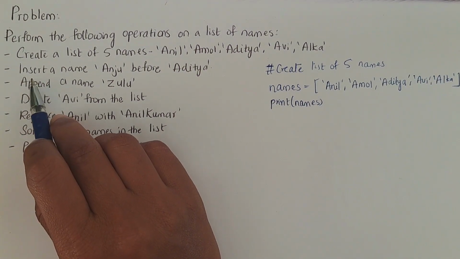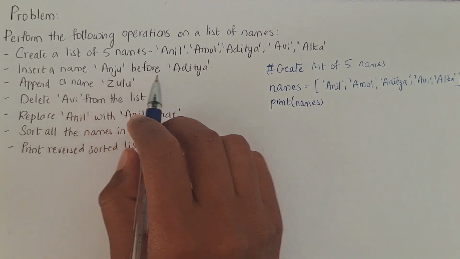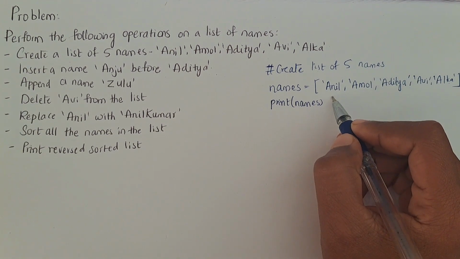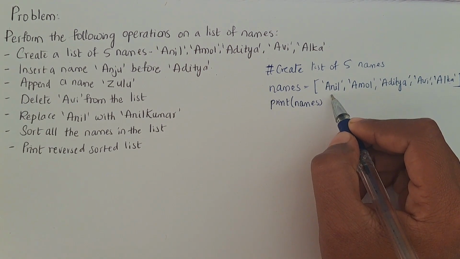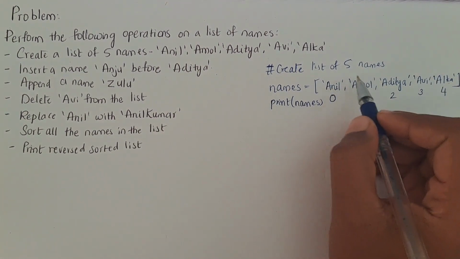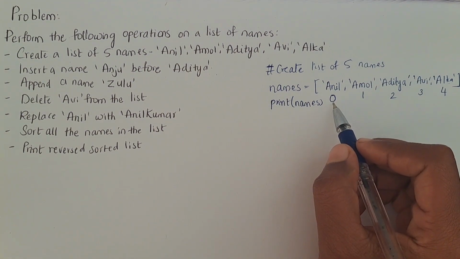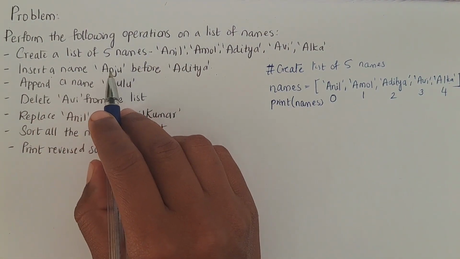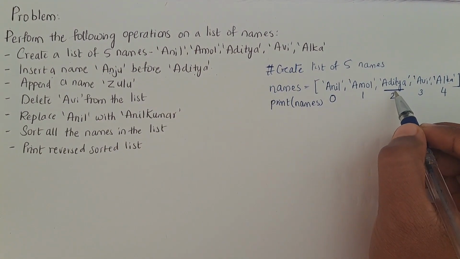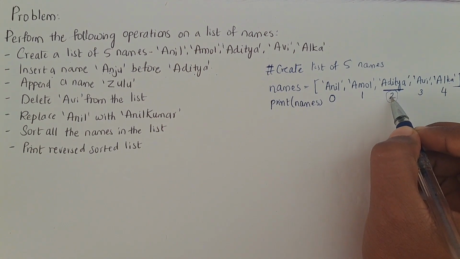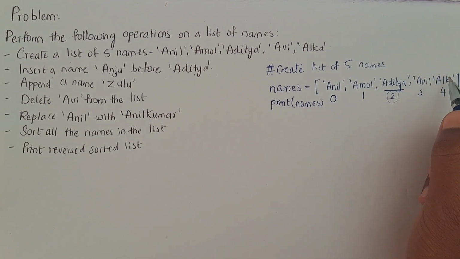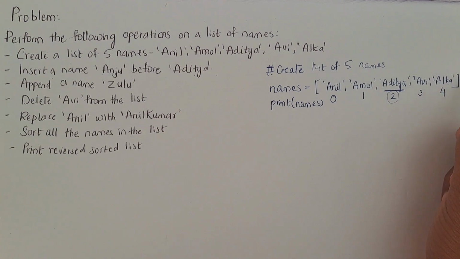The next one is insert a name Anju before Aditya. If you take this list, the list items are indexed, and indexing starts from 0: 0, 1, 2, 3, 4. So the items of the list can be accessed using the index. Here we have to insert the name Anju before Aditya. That means at index 2 we have to insert Anju. Then Aditya will move to index 3, Avi will move to 4 and Alka will move to 5.